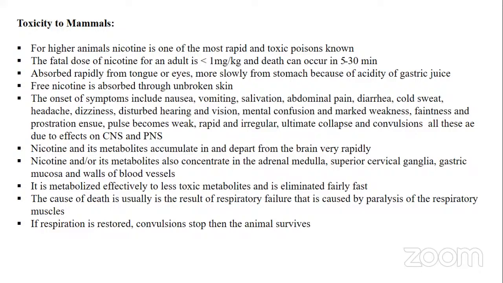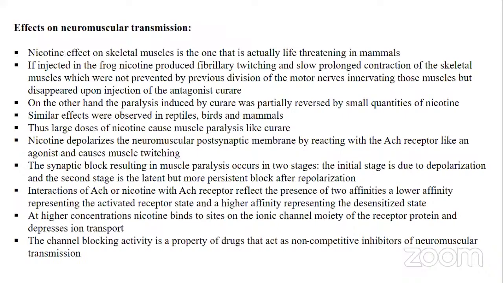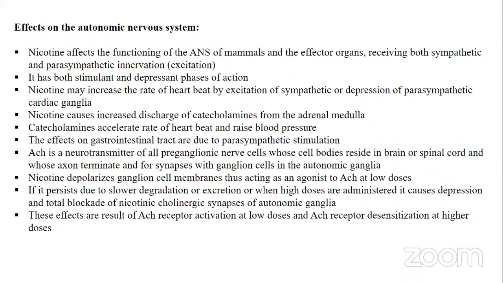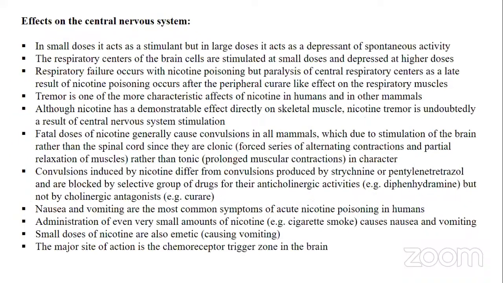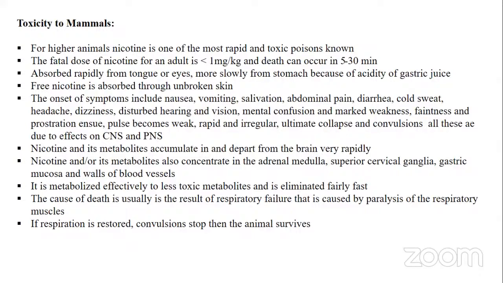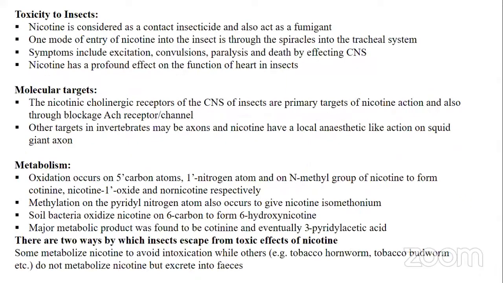The cause of death is usually respiratory failure, caused by paralysis of the respiratory muscles. If respiration is restored, convulsions stop and the animal survives. So we have studied the effects on the autonomic nervous system, the central nervous system, the neuromuscular system, and toxicity to mammals. The next part is toxicity to insects.